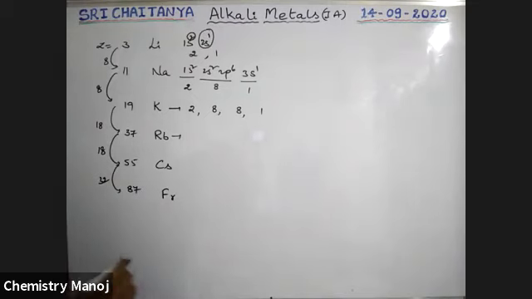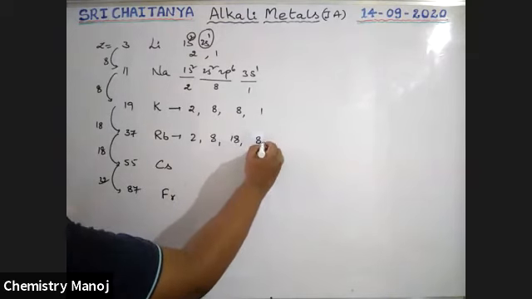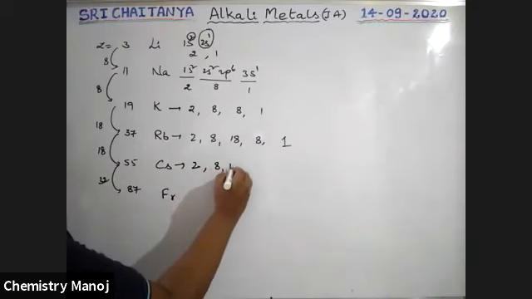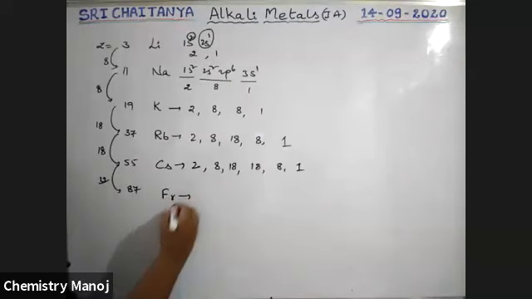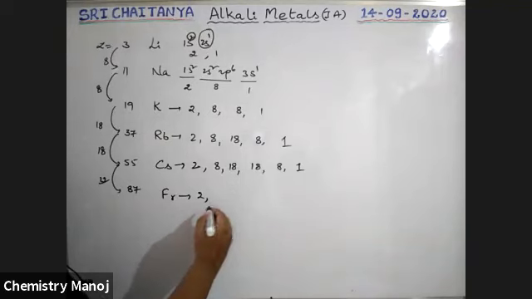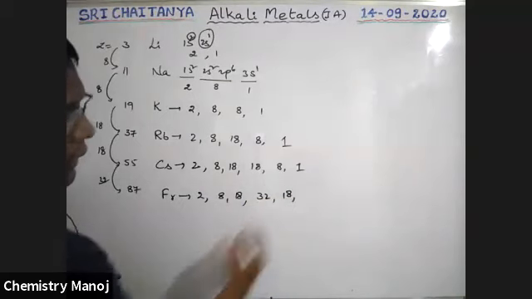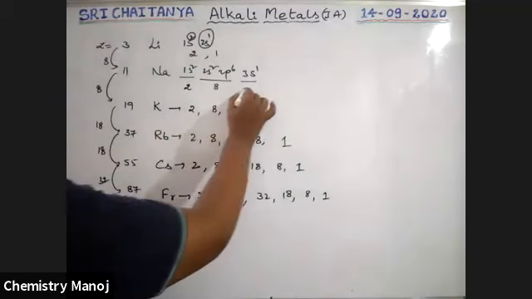Next, rubidium: 2, 8, 18, 8, 1. Next, cesium: 2, 8, 18, 18, 8, 1. Francium: 2, 8, 18, 32, 18, 8, 1. These are the electronic configurations, boys.